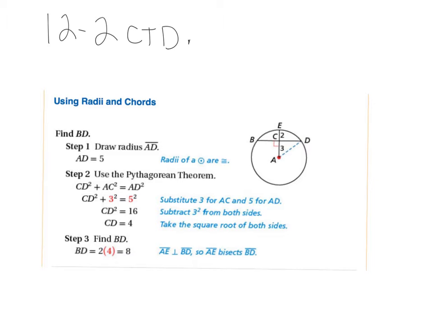This is 12-2 continued. What's happening here is we need to find the length of a chord. In this case, they're asking us to find BD. Some things we know: this radius AE is 5, and AD is a radius that I'm drawing in here. That's also 5, and I'm going to use the Pythagorean theorem to find side CD. This is actually a 3, 4, 5 triangle, a Pythagorean triple. Since CD is 4, I double that to get the full length of BD, and therefore BD is 8.